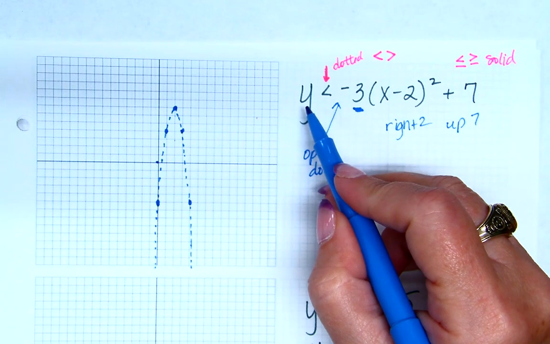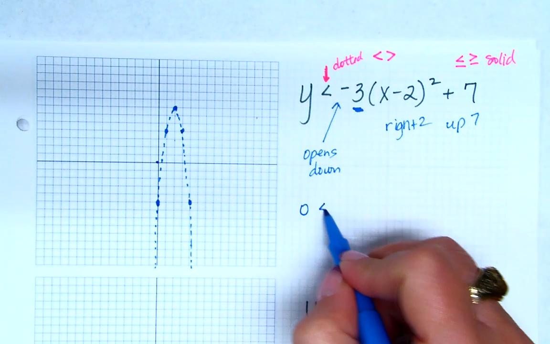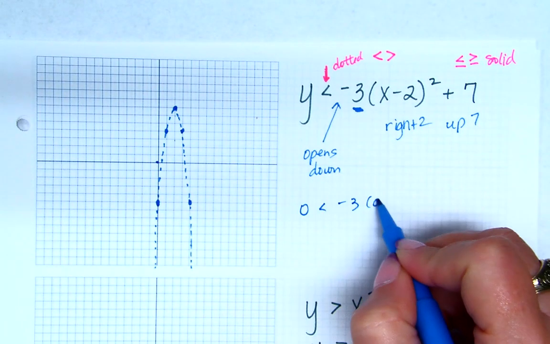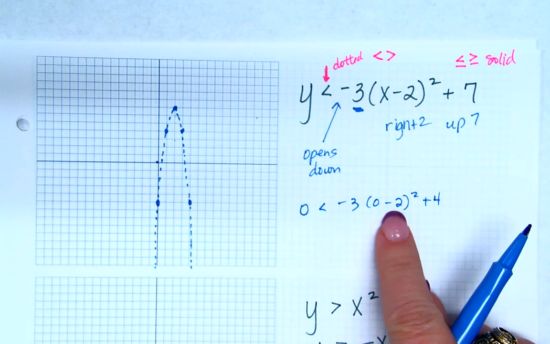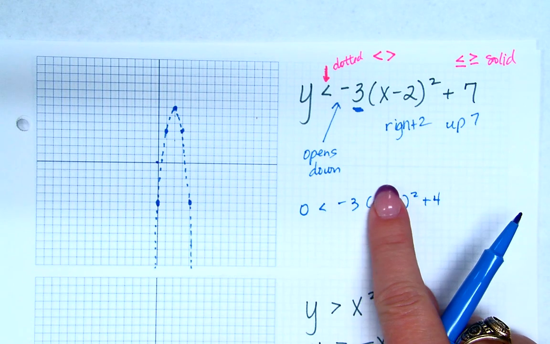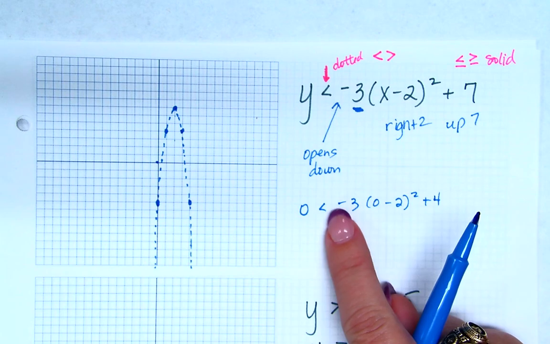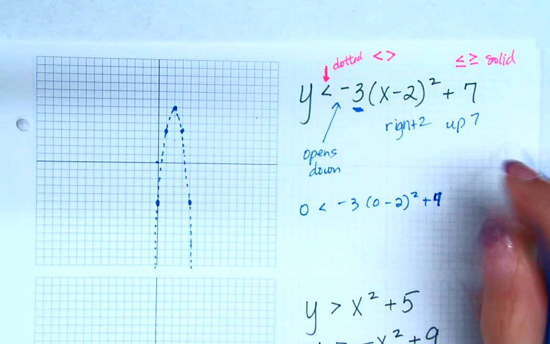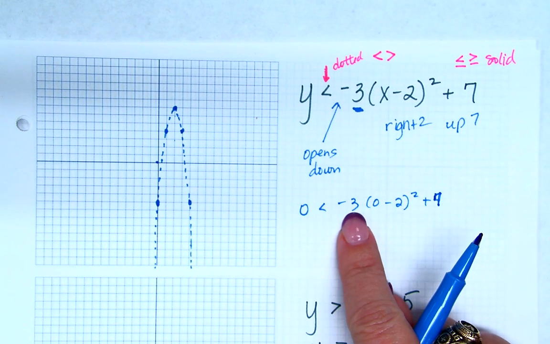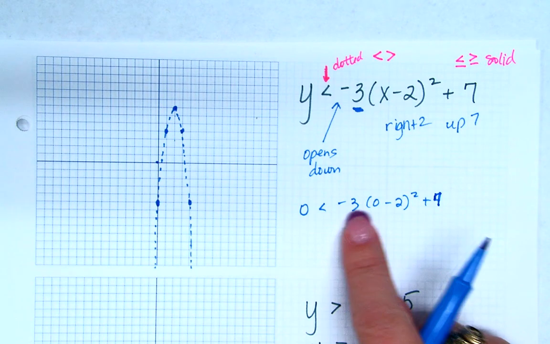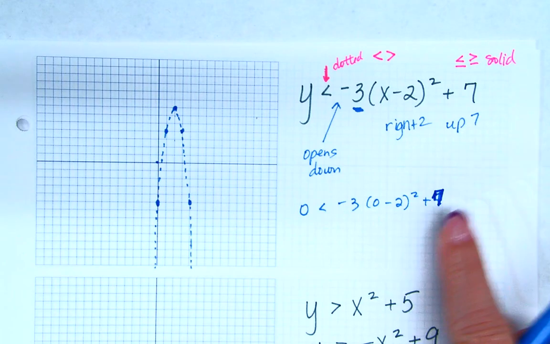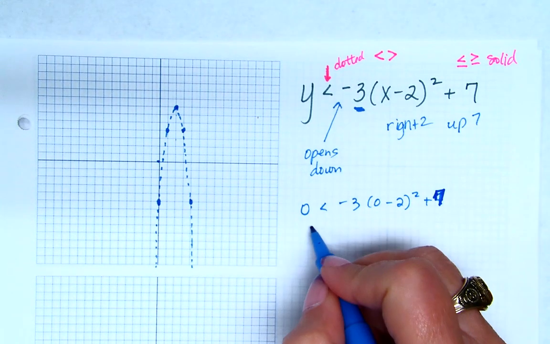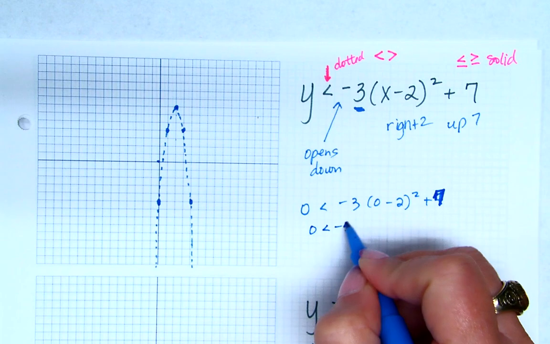So what I need to do is substitute a 0 in for x and a 0 in for y. So what is 0 minus 2? And what is negative 2 squared? And what is 4 times, oh geez Louise, what is 4 times negative 3? Negative 12 plus 7. I don't know why I wrote a 4. I was just excited about 4. Negative 5, right? So is 0 less than negative 5?